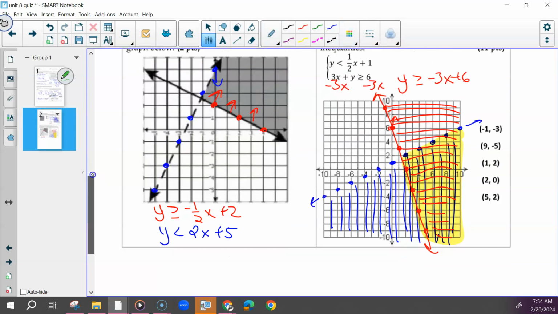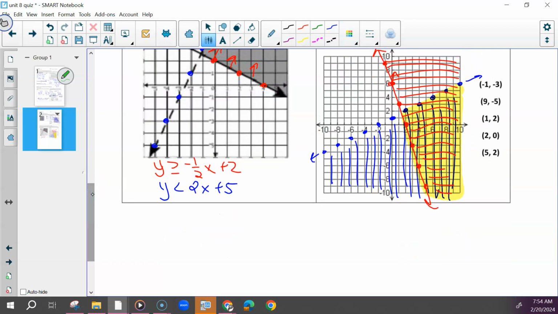So then if we check these points, -1, -3 was not in that. 9, -5 was. 1, 2 was on this line. If you checked it, it wouldn't have worked. 2, 0 was on this line. If you checked it, it did work. And then 5, 2 did work.